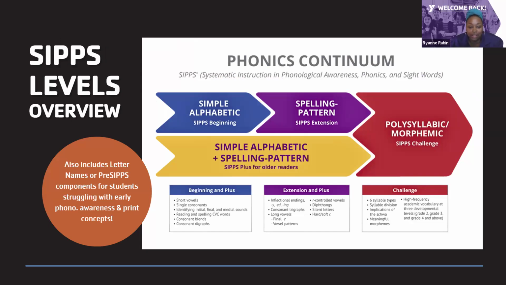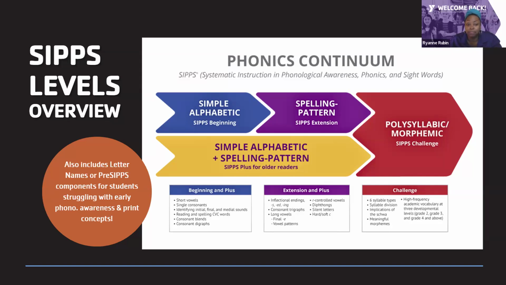But beginning is your basic information and foundational skills. You're hitting short vowels, single consonants, you're identifying sounds, you're looking at consonant blends and digraphs and CVC. You're going to get a lot of that in beginning. And plus, again, plus is that 4th grade through 12th grade part of the curriculum. And it's a little bit more advanced to fit the content that older kids would see, but it does cover those foundational skills for the older kids.